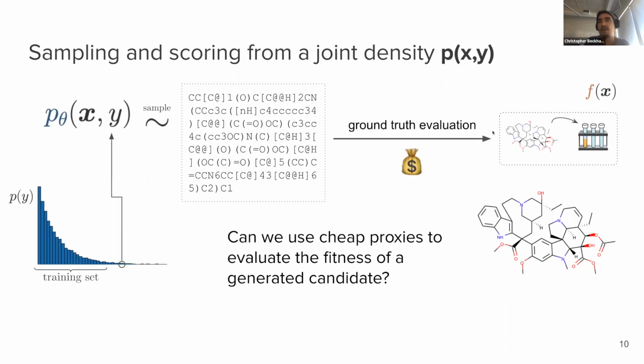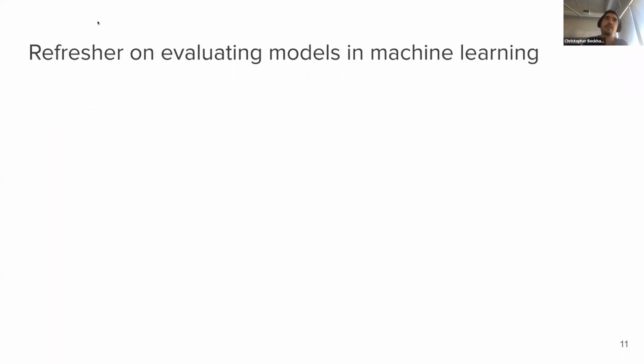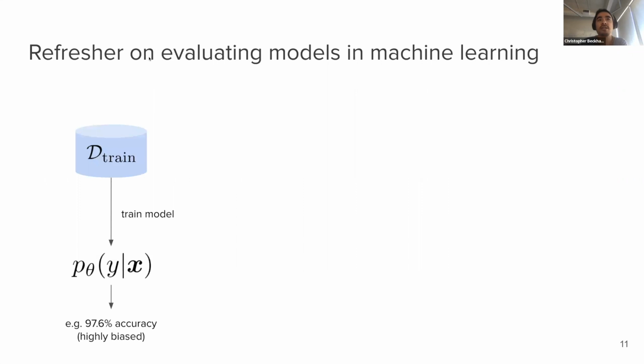To get into what I'm proposing, it's useful to do a brief refresher on evaluating models in machine learning. Let me just use a classifier, for example. We have a training set, we train a classifier, and we evaluate its accuracy. We know that this accuracy is highly biased because we're evaluating the model on the same thing that we're training on. Say maybe we get 97.6% accuracy, and this is highly biased.